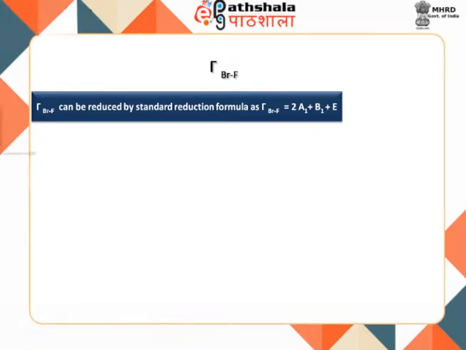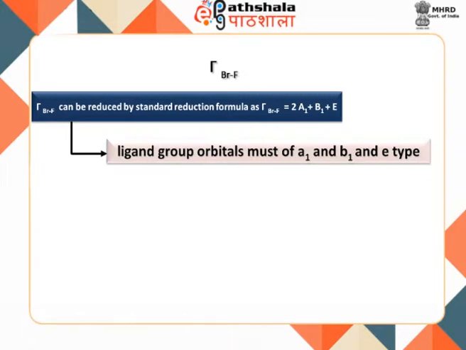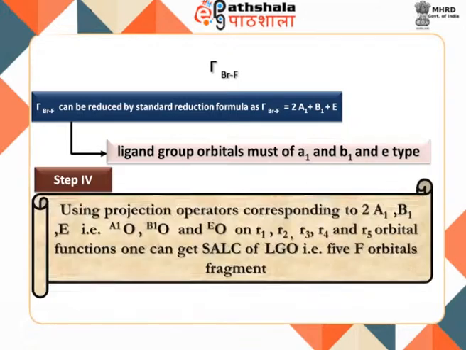It means ligand group orbitals must be of A1, B1 and E type. Step 4 says that using projection operators corresponding to A1, B1, E, that is P(A1), P(B1), and P(E), on R1, R2, R3, R4, and R5 orbital functions we can get SALCs of ligand group orbitals, that is the 5F orbitals fragment.